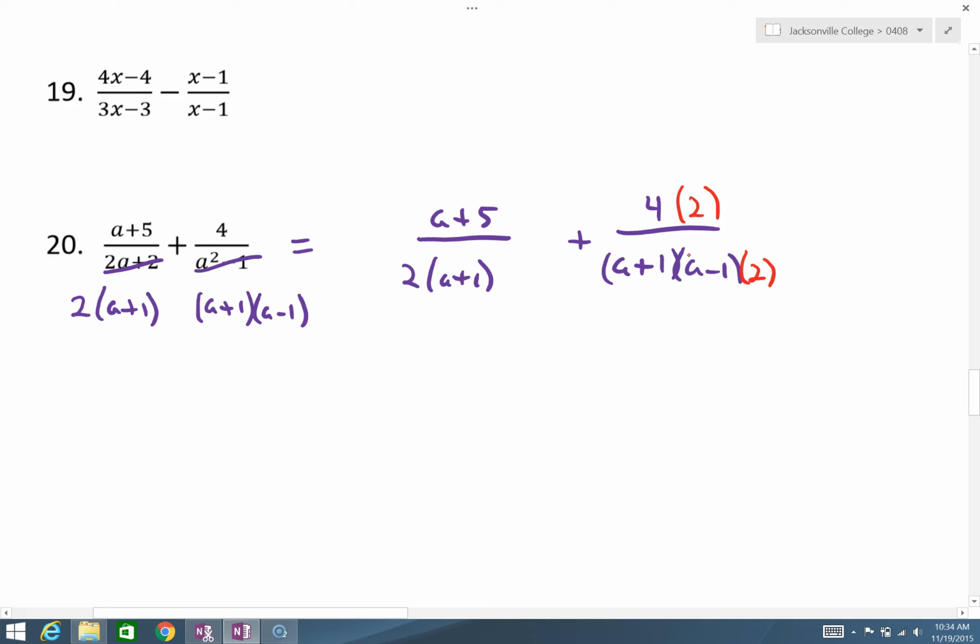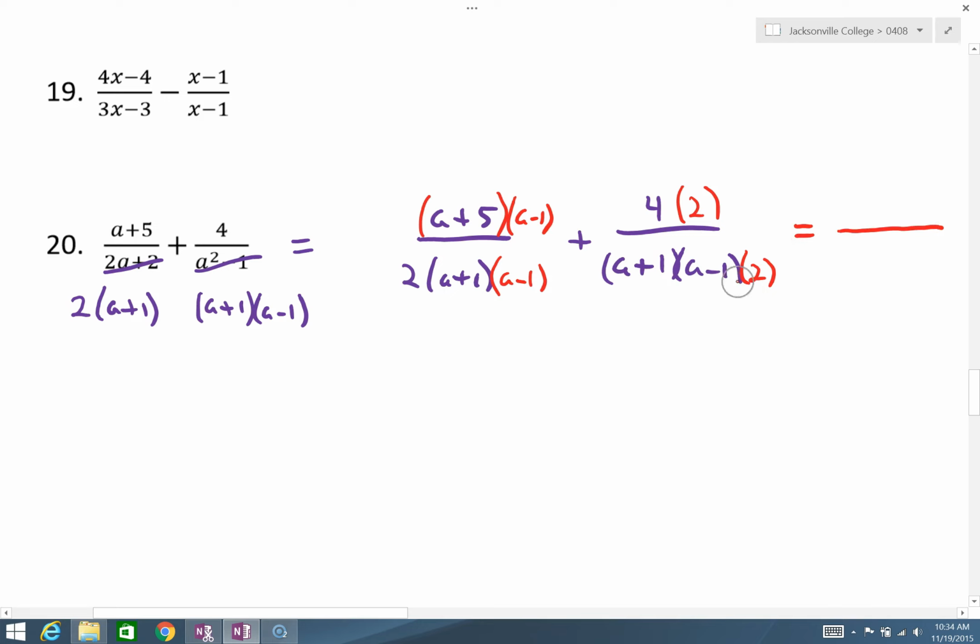Well, now what is this one missing? It has an a plus 1 and a 2. It's missing an a minus 1. So we multiply by an a minus 1 in the bottom and in the top. When we're multiplying by a binomial, we need to group that in parentheses. So we can see on this one we picked up the a minus 1 factor, and on this one we picked up the 2. Now we're ready to do our addition.